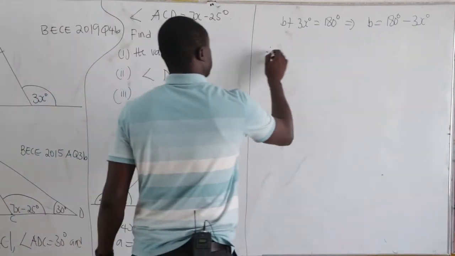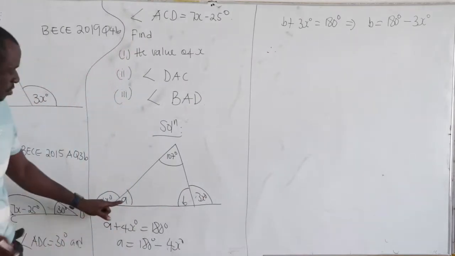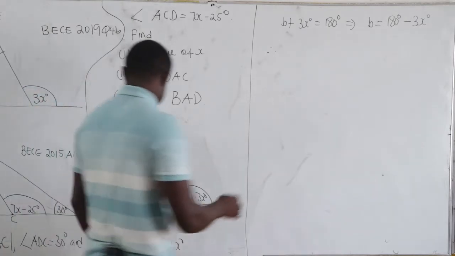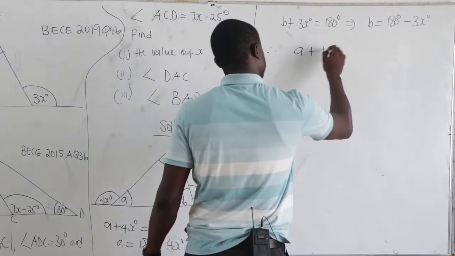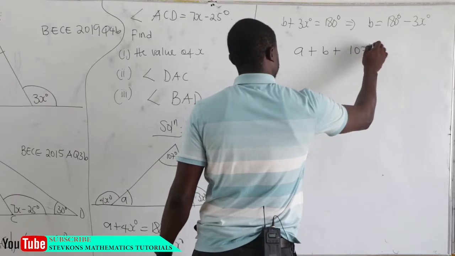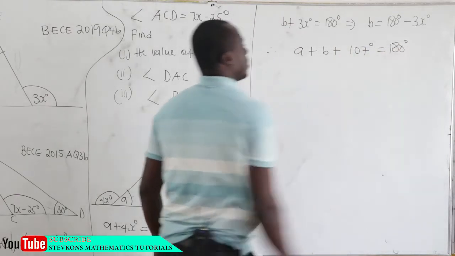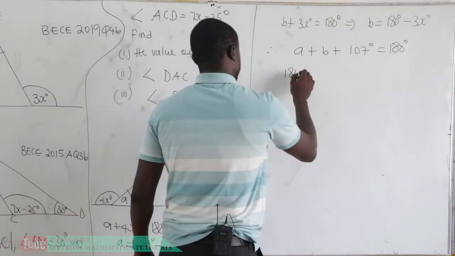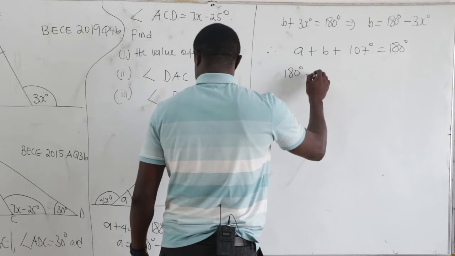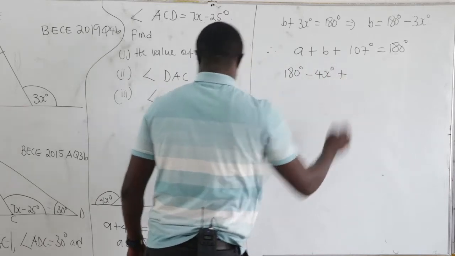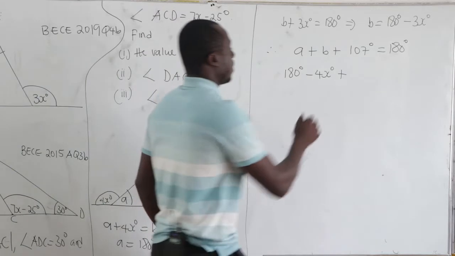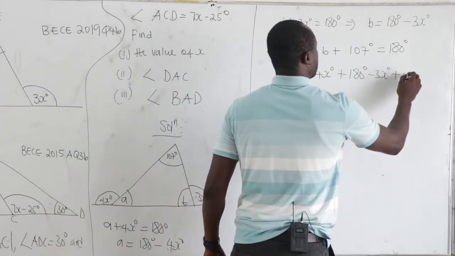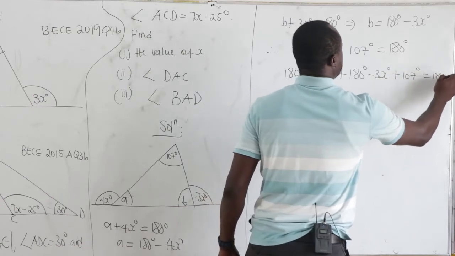Hence, now let's see. So we know the angle here, we know the angle here. Now the sum of angles in a triangle is equal to 180. So A plus B plus 107 degrees equals 180 degrees. What is A? Our A is 180 degrees minus 4x degrees. What is our B? Our B is 180 degrees minus 3x degrees, plus 107 degrees equals 180 degrees.